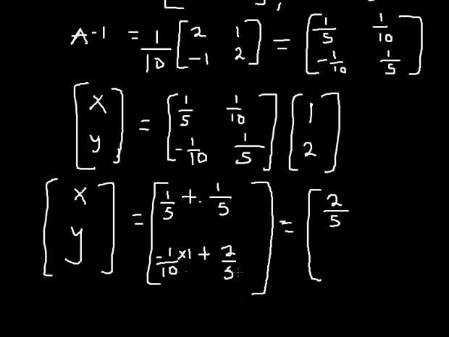And of course, if I simplify this fraction, the LCM is 10. 10 divided by 10 is 1. 1 times minus 1 is minus 1. 10 divided by 5 is 2. 2 times 2, that's 4. So minus 1 plus 4, that's going to be 3. 3 all over 10, okay? So what I'm going to have here is 3 all over 10.